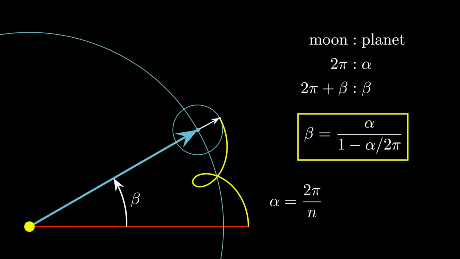Substituting this into the equation we just derived, we find that beta is then given by 2 pi divided by the next largest integer. Thus, if the moon orbits the planet 13 times each year, it will only go through 12 complete full moon cycles, exactly as we have observed.